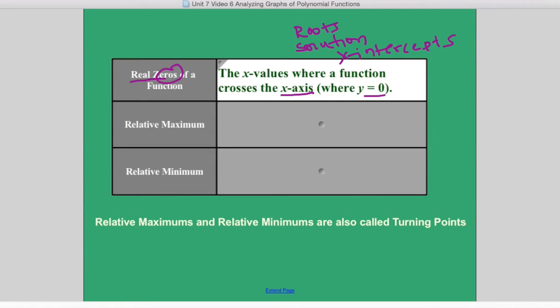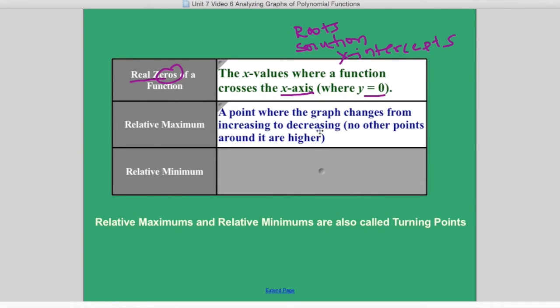Okay, the other thing we're going to be finding is a relative maximum. It's a point where the graph changes from increasing to decreasing, and no other points around it are higher. So I'm just going to sketch a little picture here. Let's say I have this polynomial. So a relative max is where I go from increasing to decreasing. So looking here, I'm increasing and then I'm decreasing. So this would be a max and this would be a max. They're both relative maximums because no other points around them are higher. See how it's the highest point in this area? So it's a relative maximum.